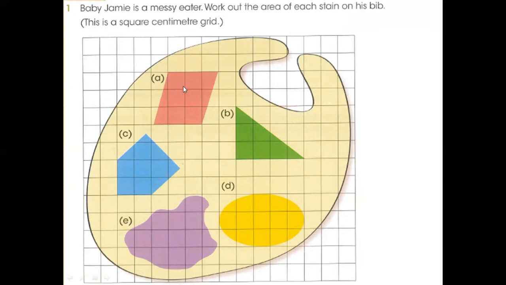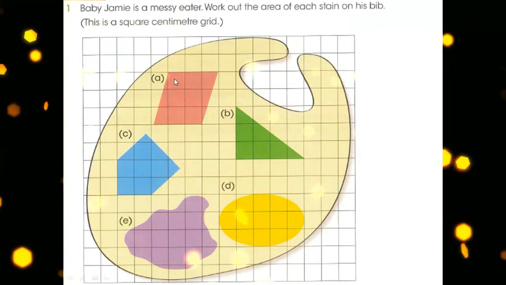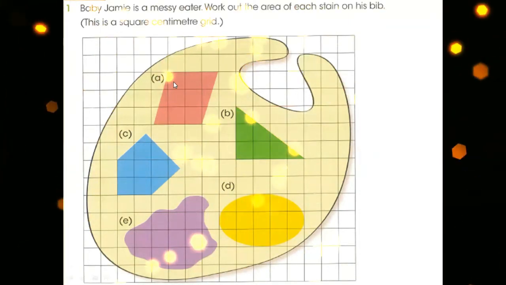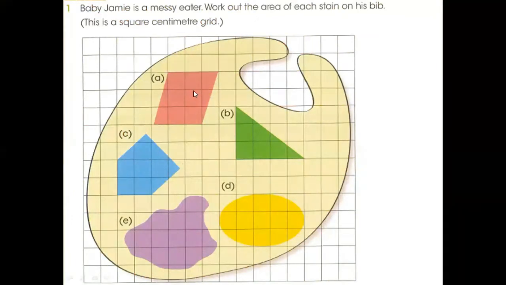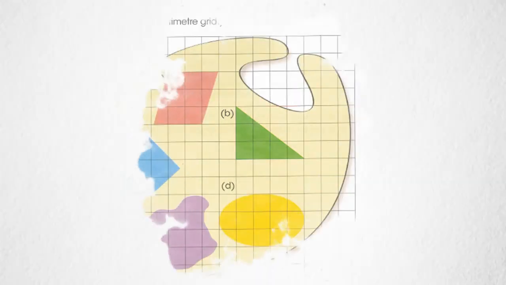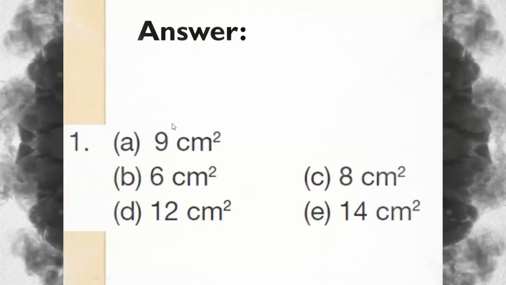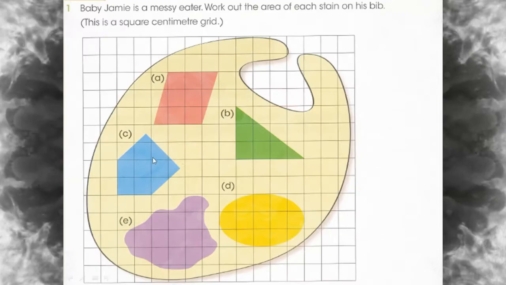It means how many squares. We just tell in centimeter square, but it's approximately, not exact. Like what is the area? One box equals 1 centimeter square. 1, 2, 3. 1, 2, 3, 4, 5, 6, 7, 8, 9. So the first should be 9. Look at here, 9.